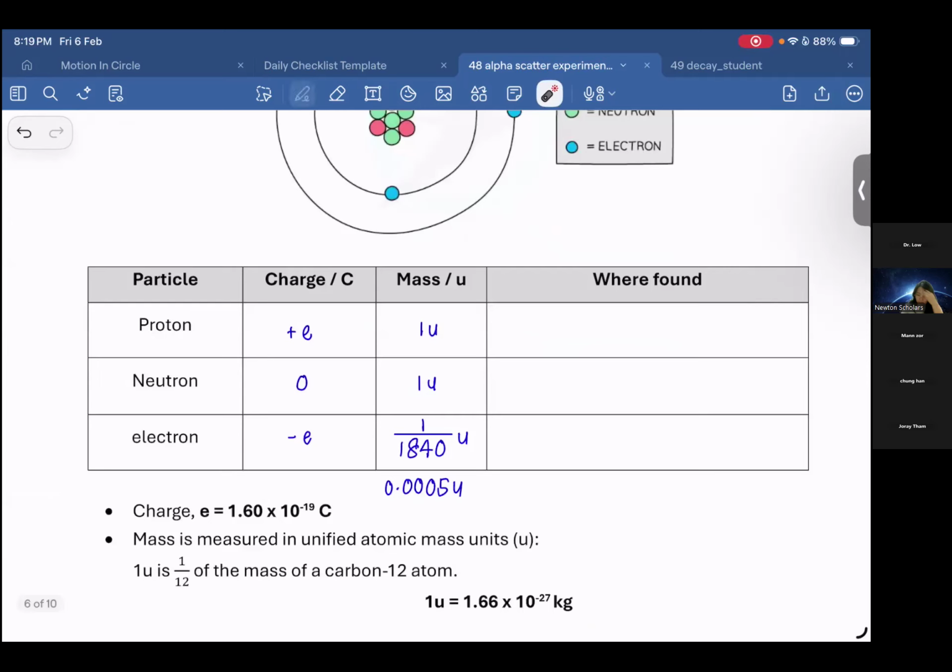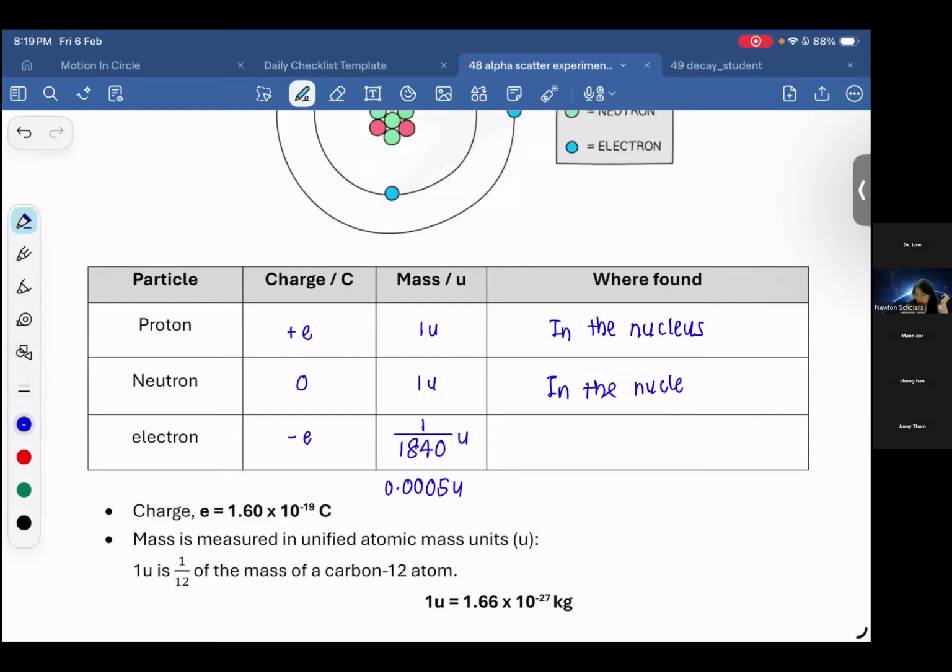So where can we find the proton? In the nucleus. Where can we find the neutron? In the nucleus also. Where can we find the electron? Orbiting around the nucleus in shells.